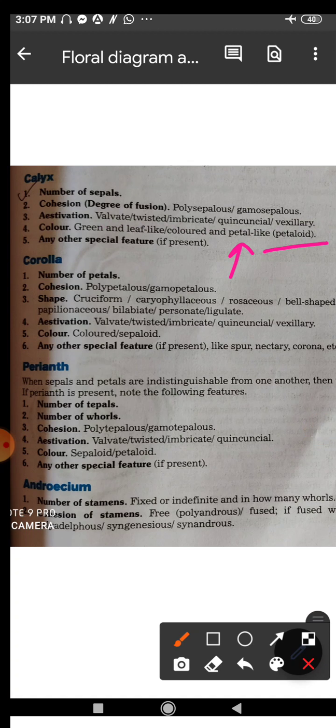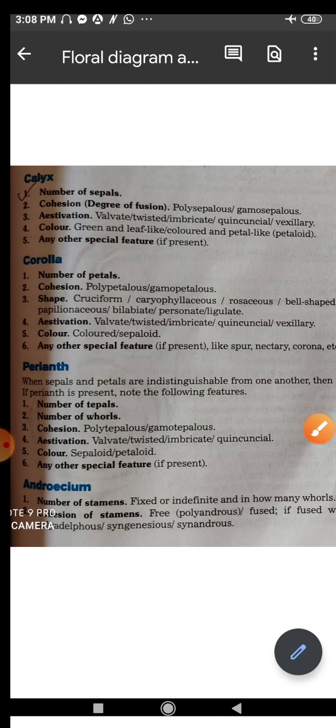Then comes the corolla. Again, the corolla are the petals that we are talking about. So whether the petals are fused or whether they are free, gamopetalous or polypetalous. Then what is the shape of the petals? Now this we didn't discuss in detail, but when you study the flowers in detail, we talk about the shape of the petals also. Of course then comes the aestivation, the color, and if there is any special feature present.